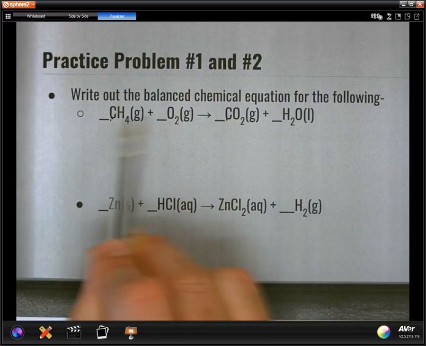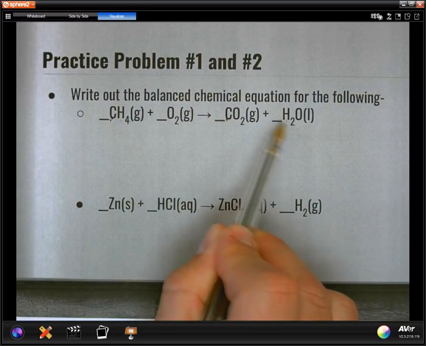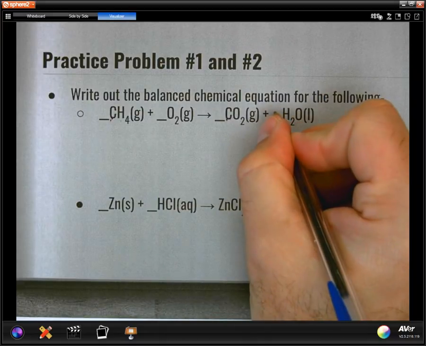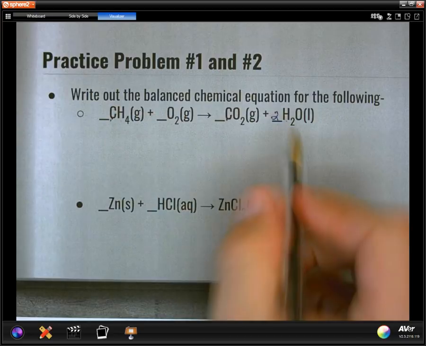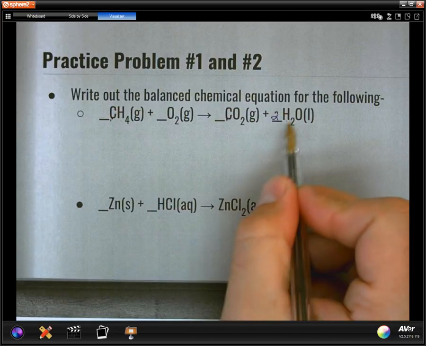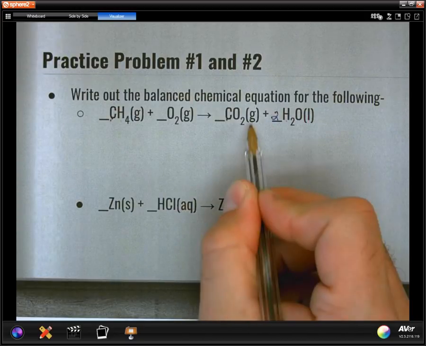And so now I have my last element, hydrogen. I jump over here. I see there's 2 hydrogens here, so now I need to double that. So now I have 4 hydrogens. So I keep playing ping pong. Now that I have 4 hydrogens, how many oxygens do I have here? I have 2 plus 2.